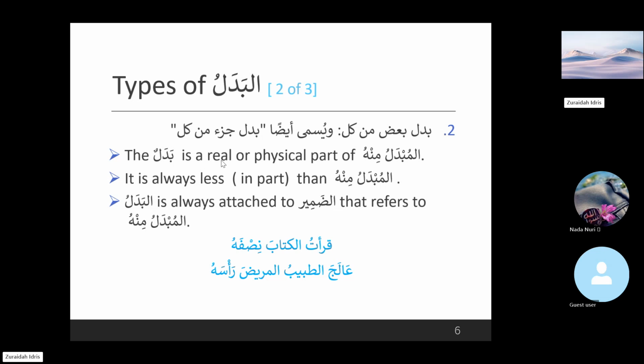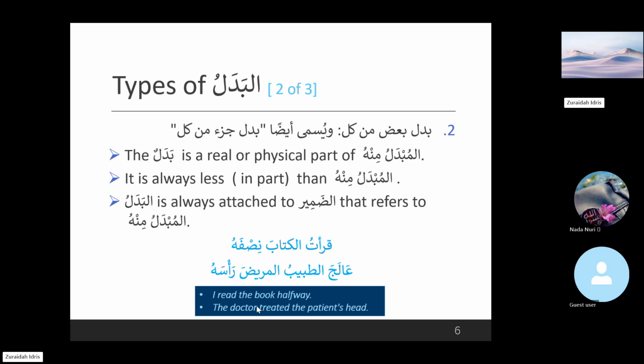Sorry, it's a real or physical part of the mubdal minhu, and it's always less in part, because when you're part of something big, you're of course less than that big thing. So this is basically what these two sentences are saying. And usually the badal has a domain that is attached to it, because you need to know what this is part of.